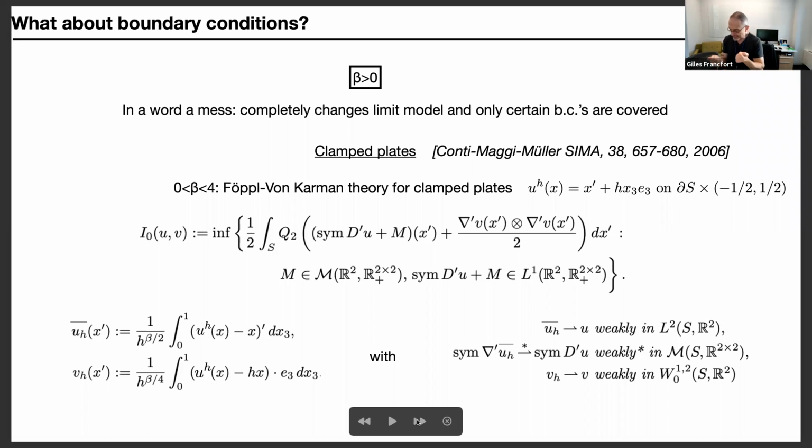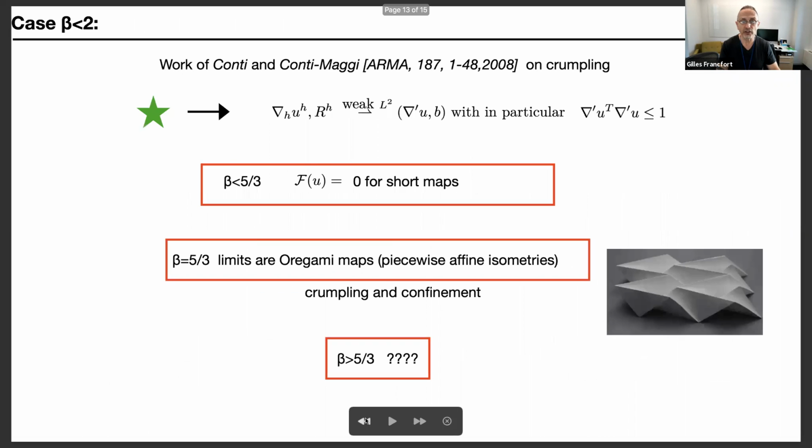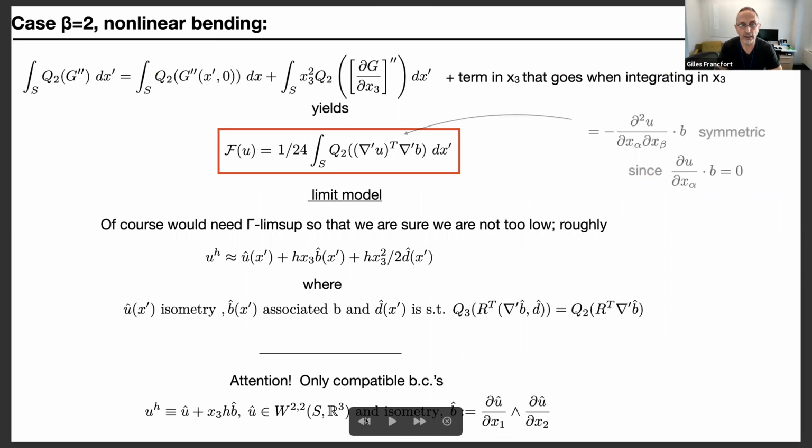And what about the nonlinear bending, for example, the case beta equals 2? Well, the only kind of boundary condition that we can impose that keeps that nonlinear bending is essentially the boundary condition that is used in constructing the attainment sequence. So the only kind of boundary condition is something which is of the form U of x prime plus h x3 b of x prime, where U is an isometry. If you depart from this, then you don't recover nonlinear bending.